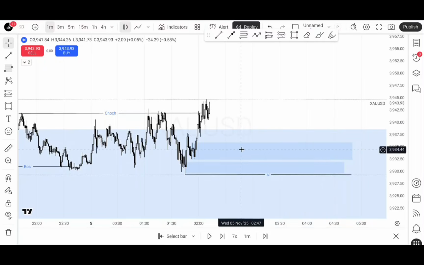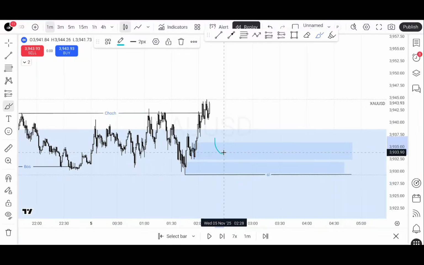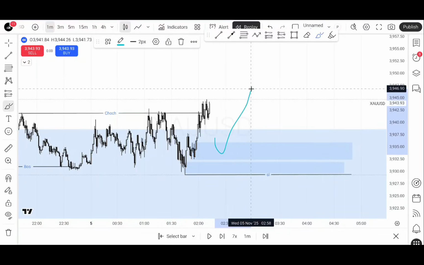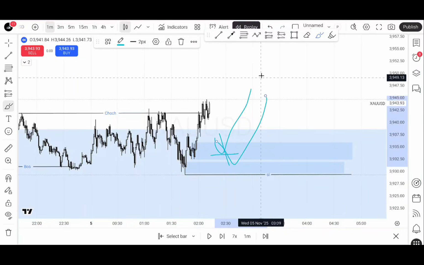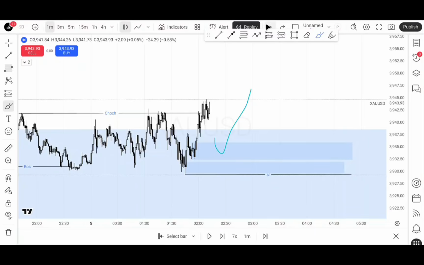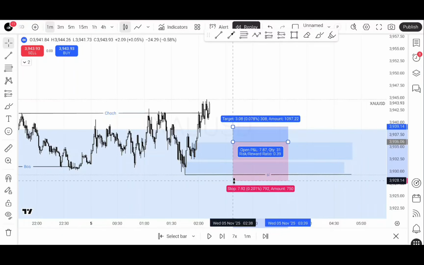You understand? So in a 1 minute time frame scenario like this, the market might come from here, respect this other block, and then start going up. Or the market might come and liquidate this one and then come down to respect this one before going up. So in a scenario like this, I will advise that you place your trade from here.